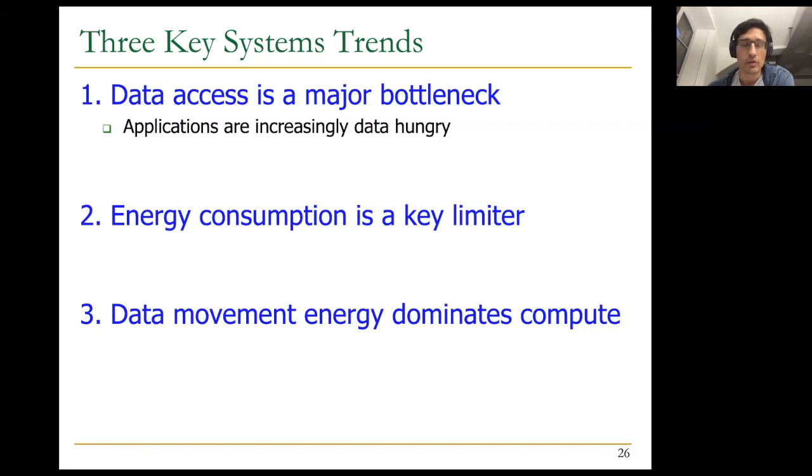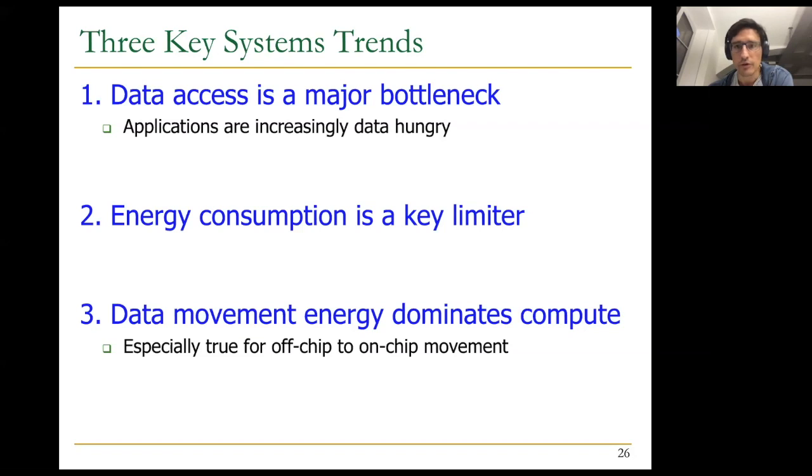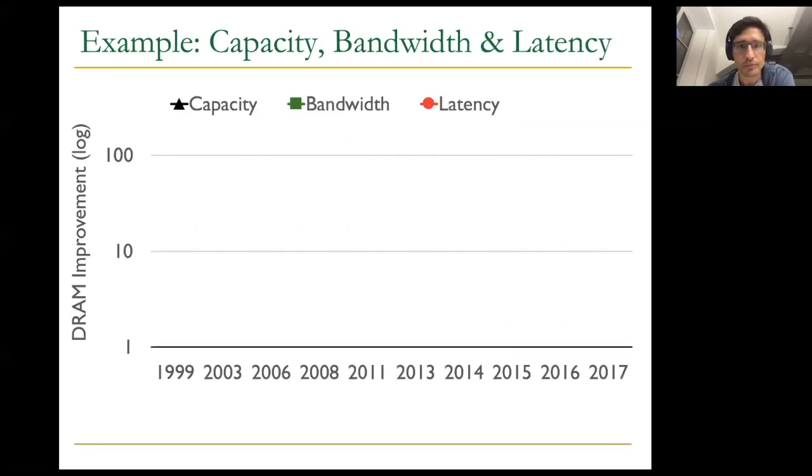And also something that we have already mentioned before and should be clear at this point is that data movement dominates compute in terms of energy, but also in terms of performance. And it's because of this continuous data movement between the off-chip memory spaces or storage and the on-chip processors.